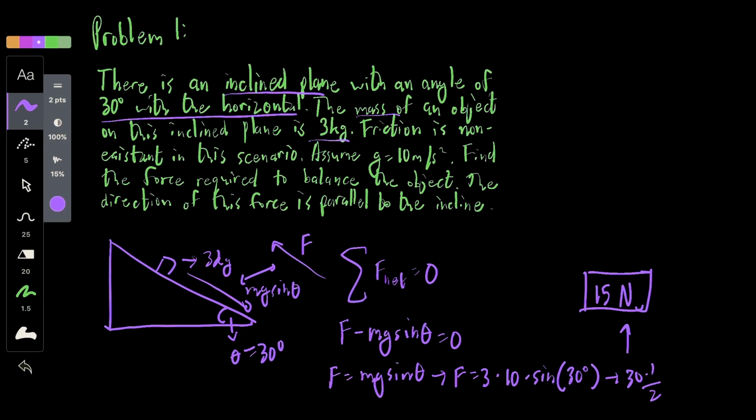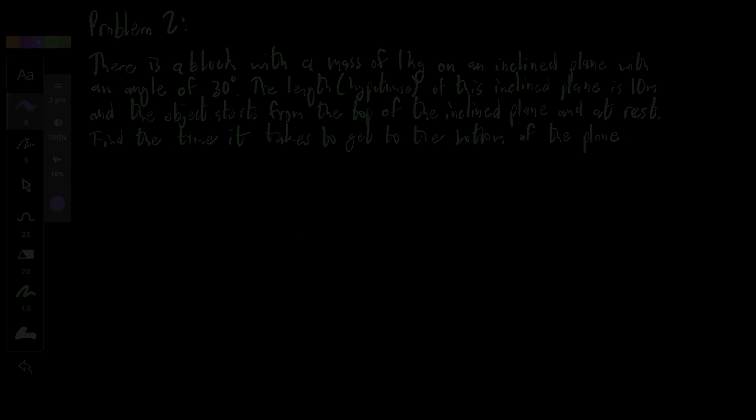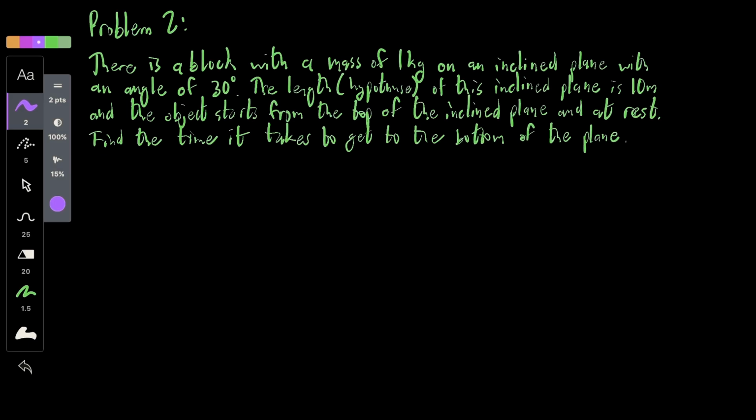So this just shows a very basic application of this inclined plane, and it shows very simply how one can do it. So that's pretty much about it for this problem, and let's move on to our second problem. Over here, we have our second problem. This problem states there is a block with a mass of 1 kilogram on an inclined plane with an angle of 30 degrees.